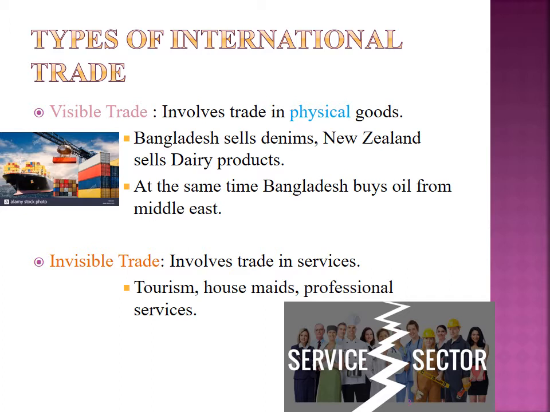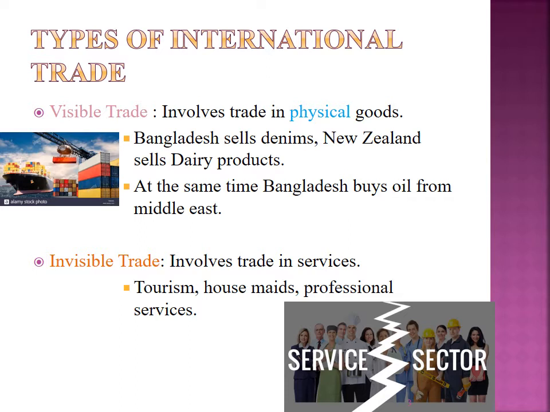Types of international trade. Now we all know what international trade is. International trade means trading between countries, buying and selling goods and services across countries. There are two main types of international trade: visible trade and invisible trade. Visible trade involves trade in physical goods, goods that can be seen, stored or physically moved.